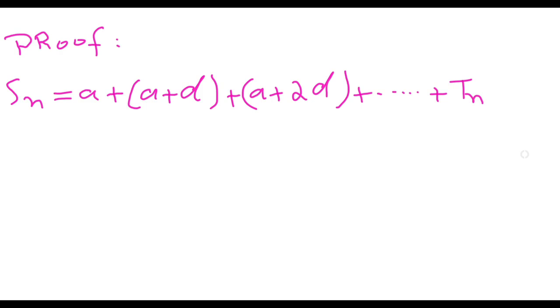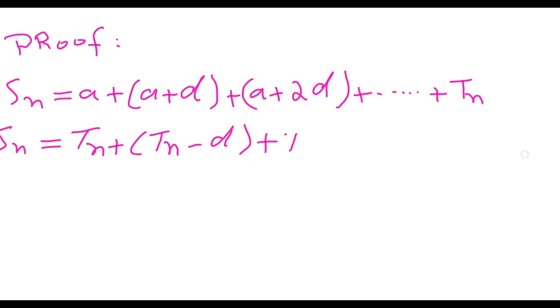Now we're going to write the series in reverse order. The series can also be written in reverse order from the last term Tn down to the first term a, where each term decreases by the common difference d. Now this time it is going to decrease. So Sn is going to be equal to Tn plus Tn minus d plus Tn minus 2d plus so on plus a.